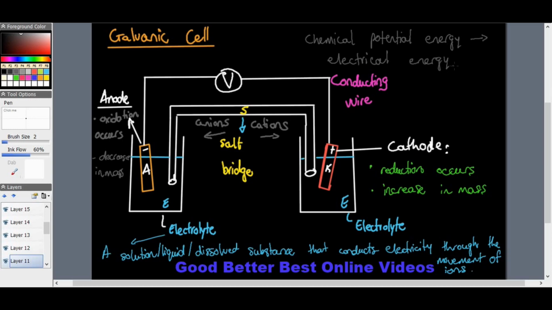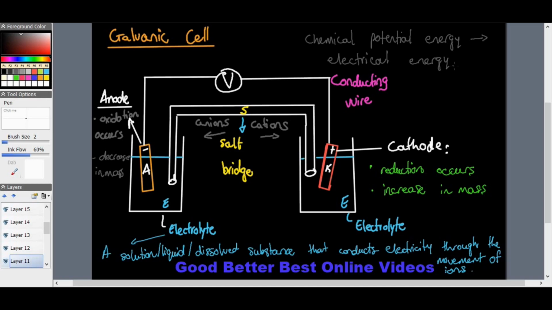Now that's what I like to call pretty sweet, which is awesome. With an electrolytic cell, which is coming a little bit later, we'll see that the process is reversed. The electrical energy will be converted into chemical energy. But we'll get there a little bit later.